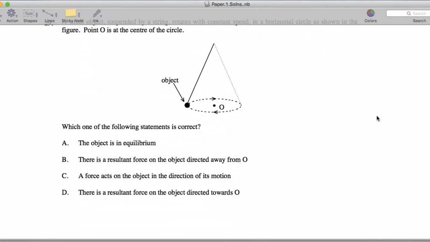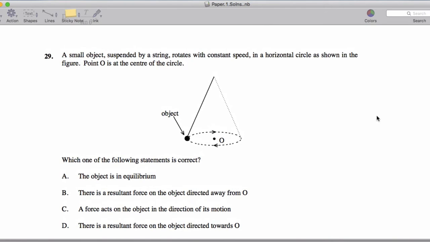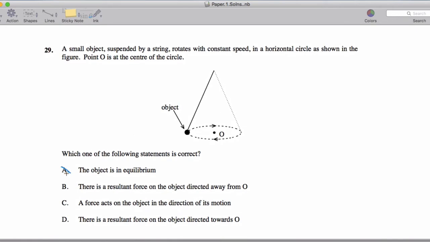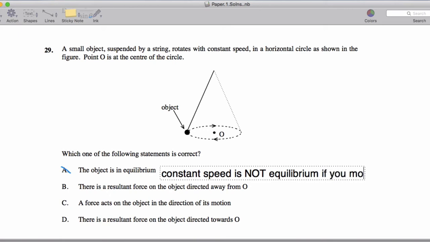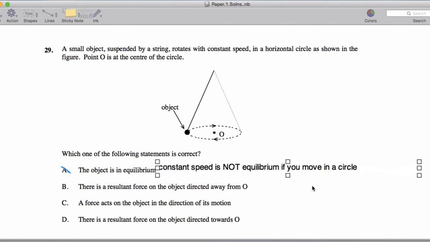Now, question 29. An object suspended by a string rotates with constant speed in a horizontal circle. So the object is not in equilibrium. Let's be absolutely clear: constant speed is not equilibrium if you move in a circle. I want to be really clear on that. That's such an important point that I cannot emphasize it enough.